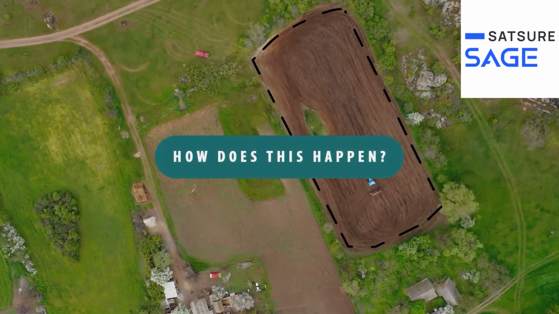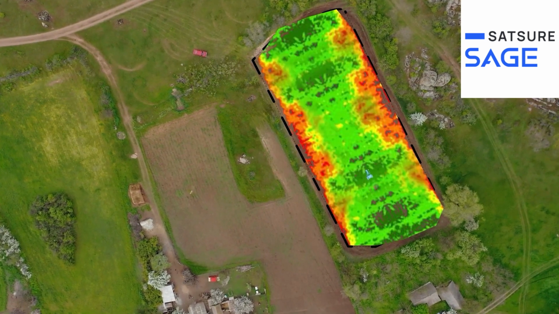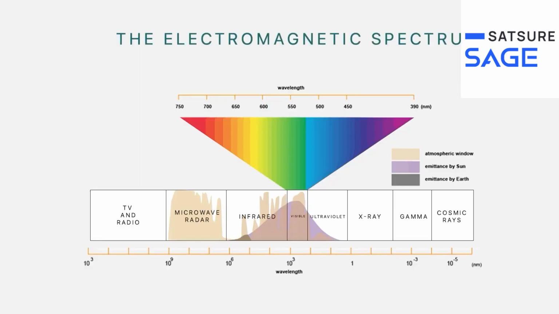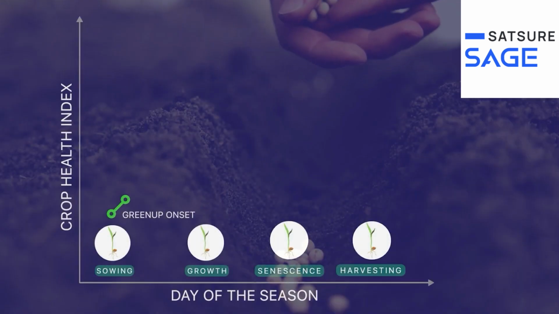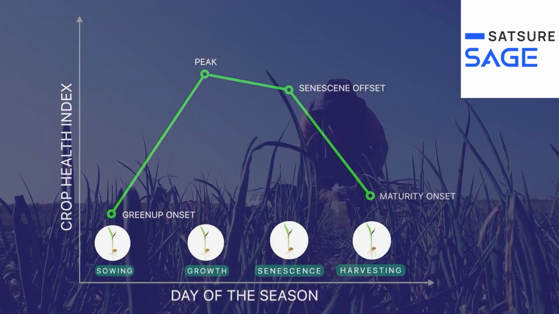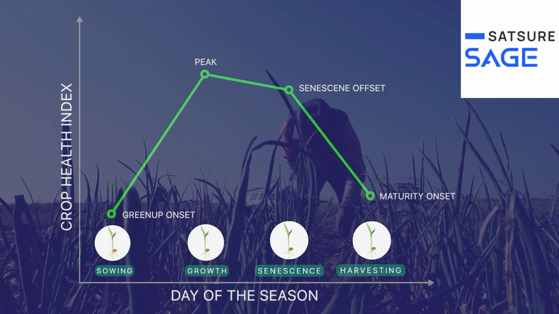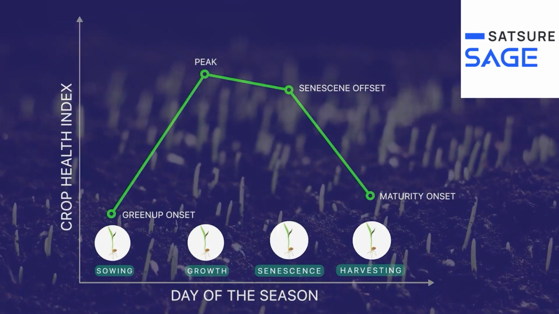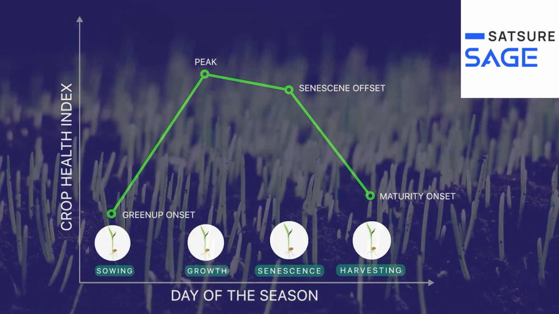How does this happen? We start by analyzing Earth observation satellite images using remote sensing. It uses the concept of electromagnetic spectrum, which has different bands like visible spectrum of red, green, blue, and other bands of near infrared, shortwave infrared, etc. The electromagnetic reflection is captured by satellites, which is used to create a digital twin of the crop growth on the ground by tracing the phenology of the crops.